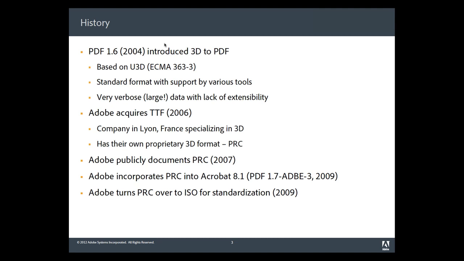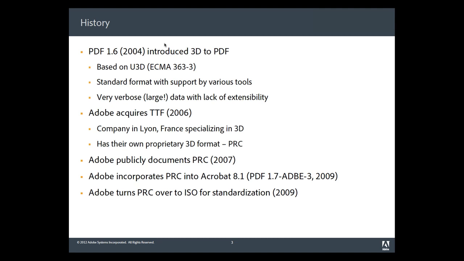So we went out looking for better 3D technology, and we found it in a company in Lyon, France, called TTF, not to be confused with TrueType Fonts. They actually didn't do fonts at all, they did 3D. So we bought them, and with them we got this technology called PRC. So it came along as part of the acquisition. And we said, this is great, we're going to put it into PDF, and we're going to do it the same way we did PDF itself. We're going to publicly document it. So we took the information that the company had put together, and we published a public document that described the format.